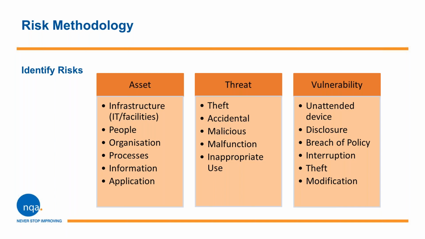Vulnerabilities can be identified in the following areas: unattended device, disclosure, breach of policy, theft, again organization, processes, procedures, management routines, personnel, again physical environment. The presence of a vulnerability does not cause harm in itself, as there needs to be a threat present to exploit it. Now, a vulnerability that has no corresponding threat may not require implementation of a control, but should be recognized and monitored for changes.